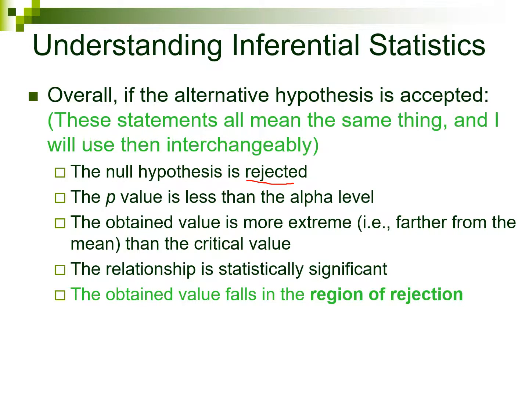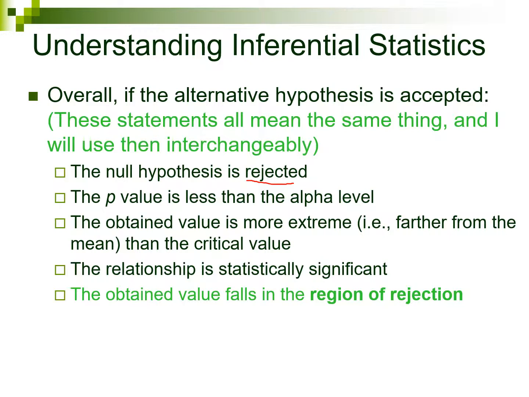And then we're not going to talk about this in class, but it is mentioned in the textbook. So just for clarity's sake, if the alternative hypothesis is accepted, it means the obtained value falls in the region of rejection. Again, feel free to read the textbook to get more information, but if you ever hear this term, the obtained value falling in the region of rejection, it's just another way of describing a scenario where the alternative hypothesis is accepted.